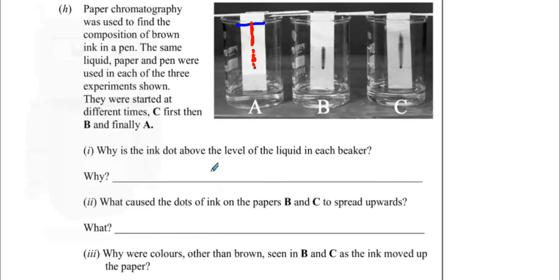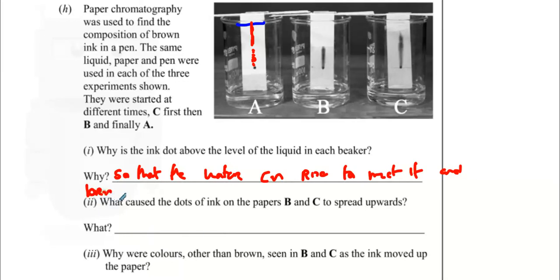Now, why is the ink dot above the level of the liquid in each beaker? So that the water level can rise to meet it and bring it up the paper.